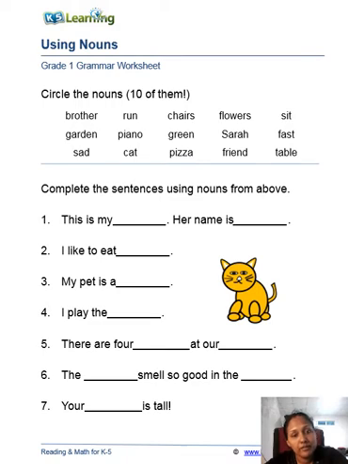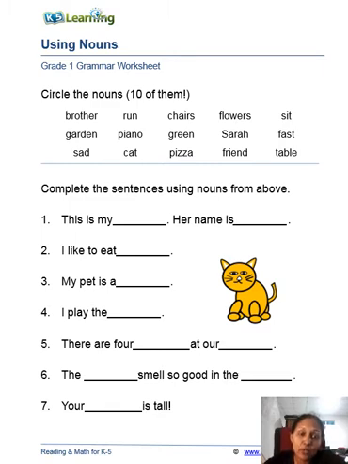So you have to find nouns from the list and circle them. I will help you to find the words. Brother, brother is a noun. Garden, garden is also a noun. It's a place. So we can circle. Sad, sad is a feeling. It's not a noun, right? It's a describing word we use to express our feeling. And run, run is it's a verb. So we can't circle that.